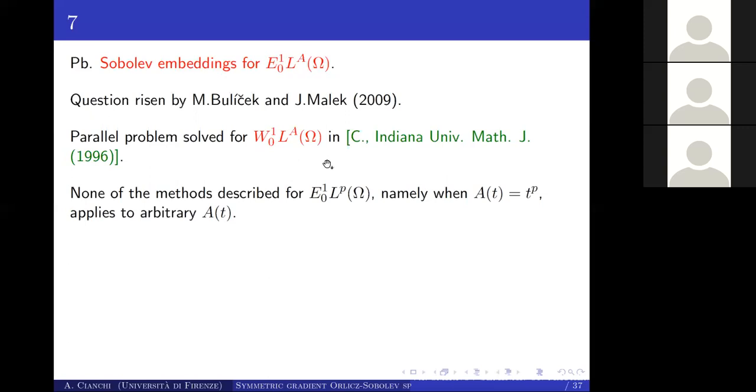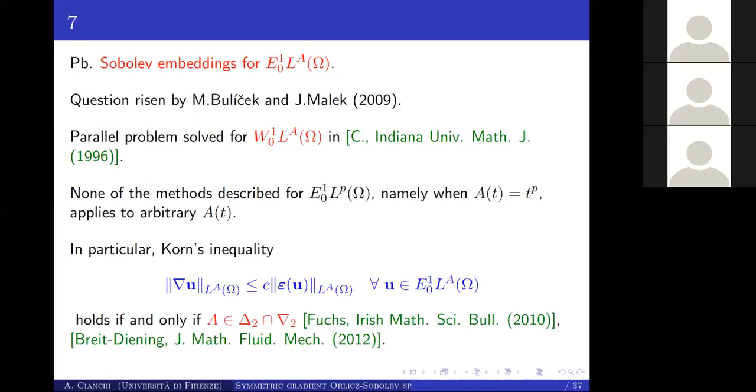Now, it turns out that none of the methods that I've illustrated briefly to you for the L^p case applies if t^p is replaced by an arbitrary Young function A. And so in particular, the Korn inequality that holds for p strictly between 1 and infinity in general fails for an arbitrary Young function. It does hold, and this is the formulation, if A satisfies both the so-called Δ2 and the ∇2 condition.